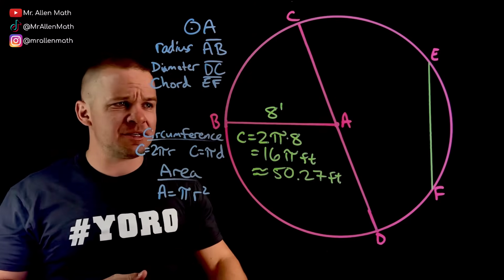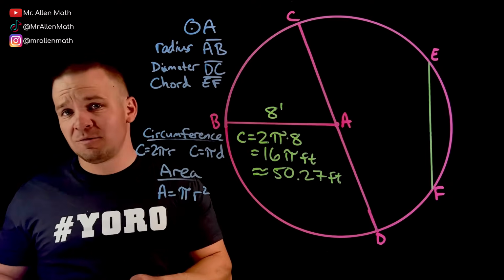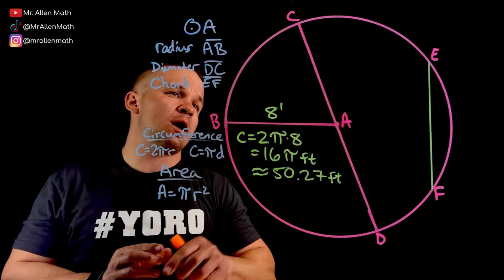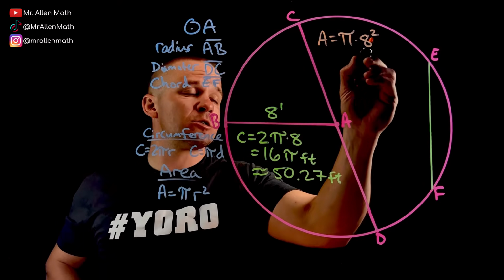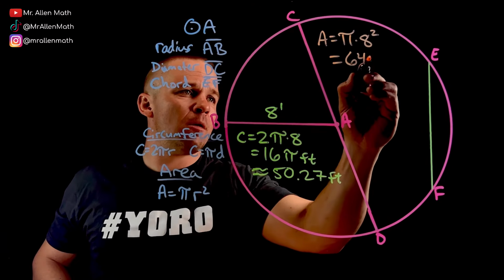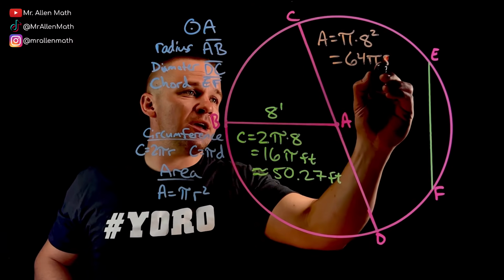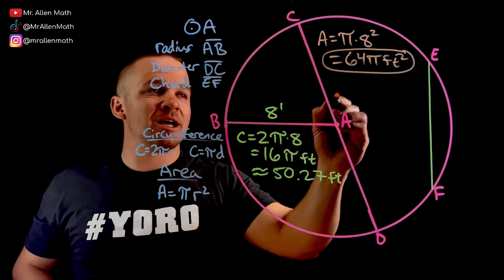How about my area? Area is pi r squared, so my area here will be pi times my radius, which is 8 squared. What's 8 squared? That's going to be 64 pi, and this is going to be feet squared because we're talking about area. That would be my exact answer for the area.